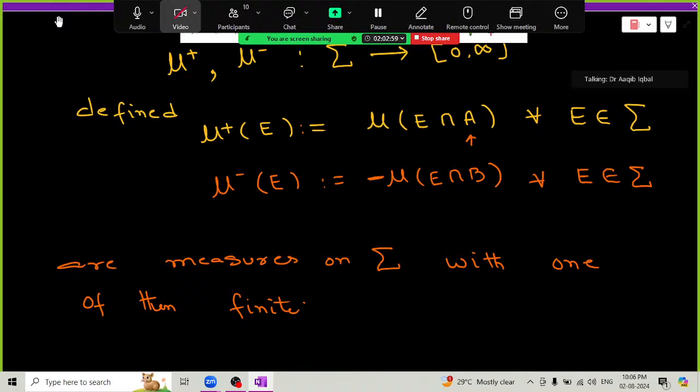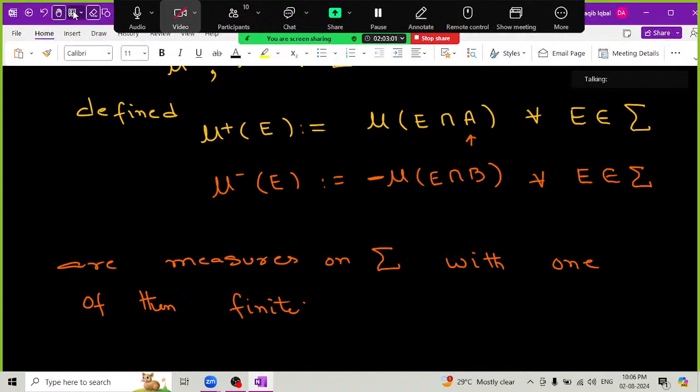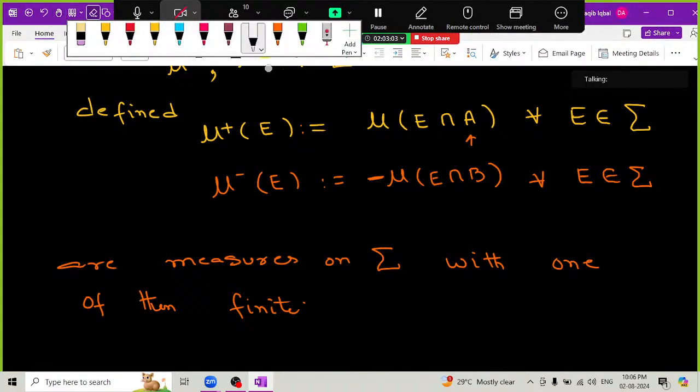One of them is finite. ठीक है? One of them is finite. अब आप क्या करें? You take the difference of these two measures.